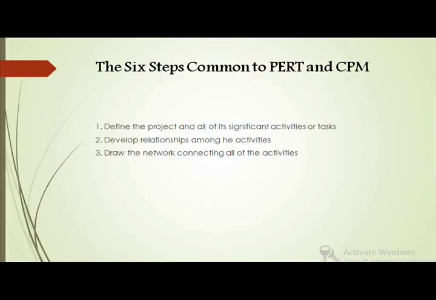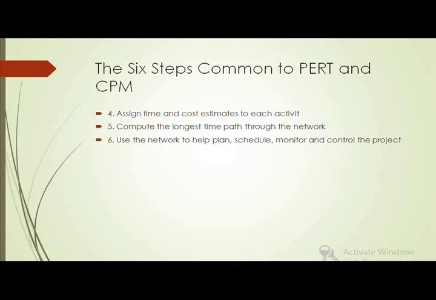First, define the project and all of its significant activities or tasks. Second, develop relationships among the activities, or decide which activities must precede and which must follow. Third, draw the network connecting all of the activities. Fourth, assign time and cost estimates to each activity. Fifth, compute the longest time path through the network, which we call the critical path. And last but not least, use the network to help plan, schedule, monitor, and control the project.